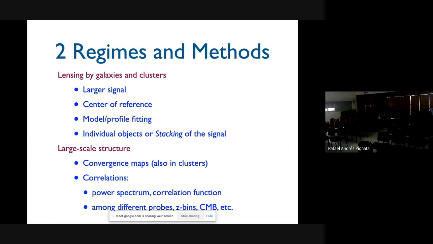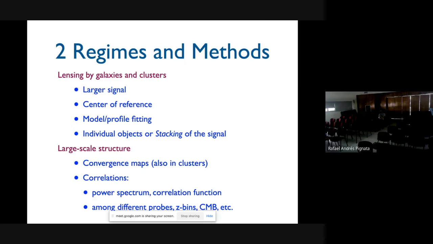So there are basically two regimes, for two different methods, to address the analysis of the weak lensing data. The first thing you have to do is to measure the shears, to measure the ellipticities, and you have to go through this method I described pictorially, about understanding the stars, measuring the galaxies, applying the corrections, and so on.